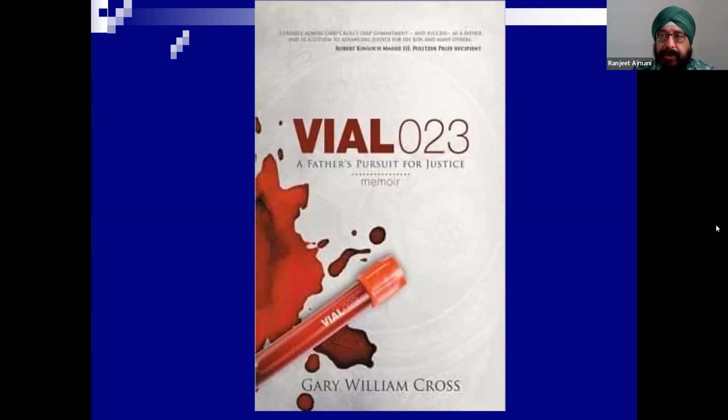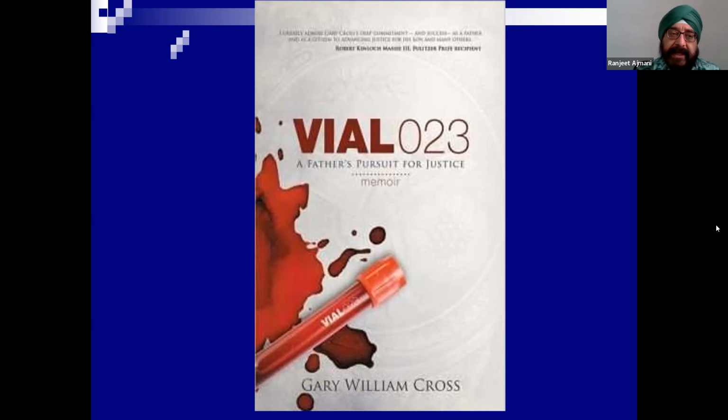Now, the Vial 023 title comes from when there was a deposition of a nurse, and by mistake, she discloses that she gave Vial 023 to Brad. And that established that Vial 023, which was given to Brad, was made up of plasma which was contaminated with HIV virus. So that's why I'm saying the technology, when we are using it, we have to use it in the most judicious way, in a very, very responsible way. And this is just a book to share that experience.